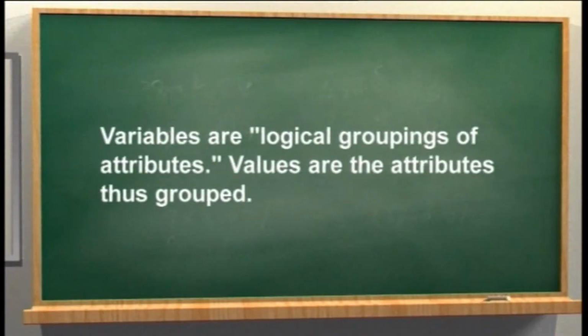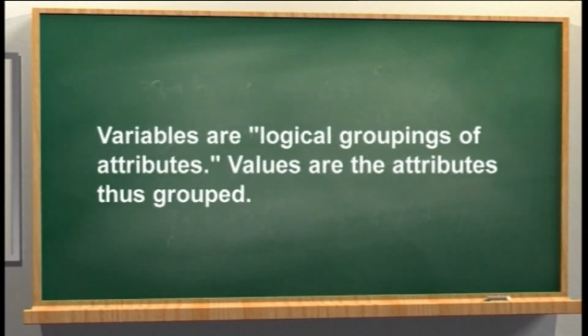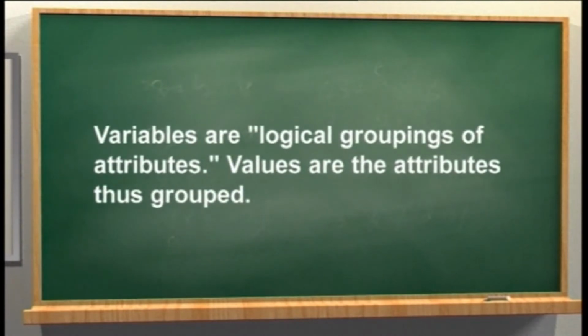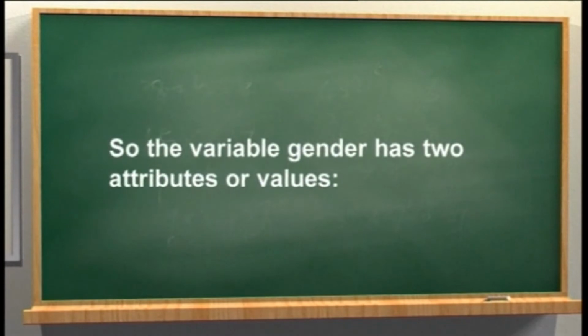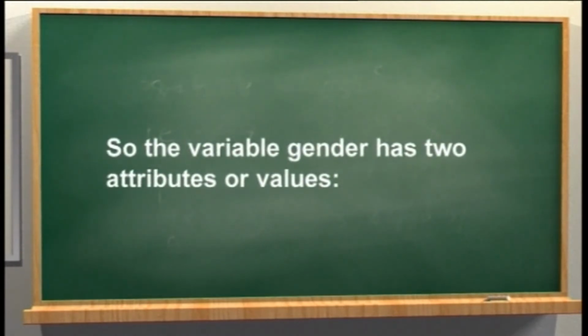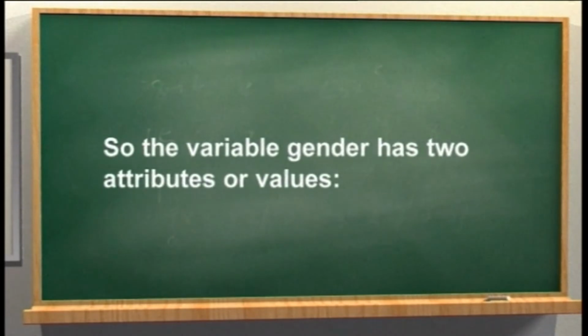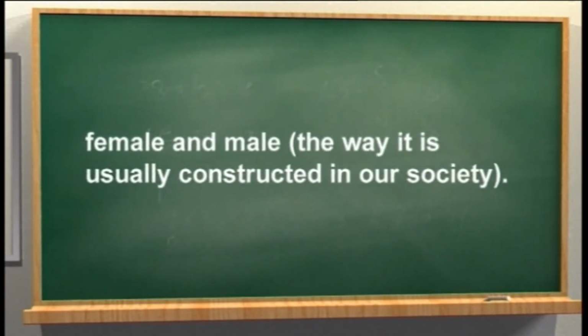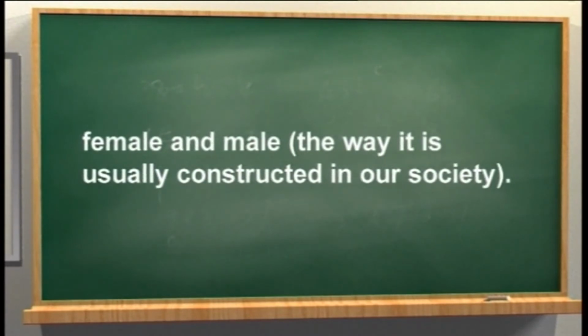There are some concepts which students need to be very clear before they begin the coding process. These include the difference between variables and values. Variables are logical groupings of attributes. Values are the attributes thus grouped. So, the variable gender has two attributes or values, female and male, the way it is usually constructed in a society. The variable age has many possible values, that is 18, 19, 20, 21, etc.